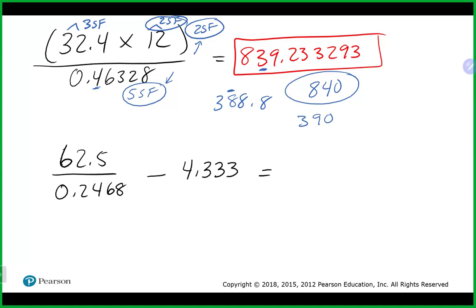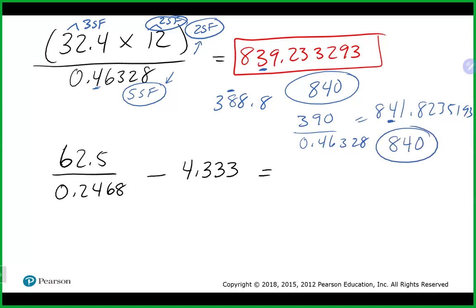If we took it to 2 significant figures, we then would be taking 390 divided by 0.46328. So in this particular case, if you did strict rounding before you got to the end, you would end up with 841.8235193 on your calculator. We would still go to 2 significant figures and you would end up at 840. So in this case, you actually will be okay. It will actually come out the same.